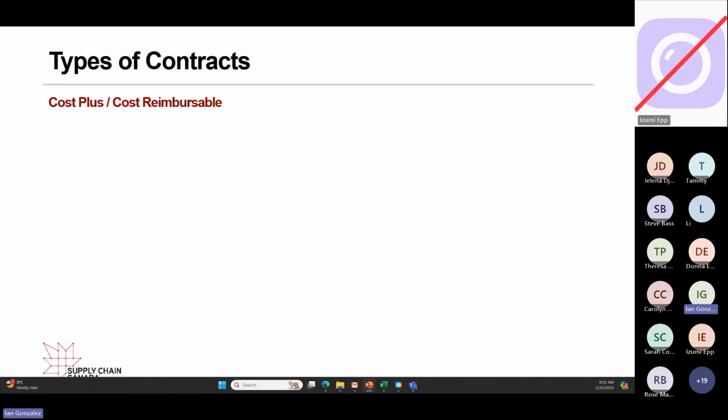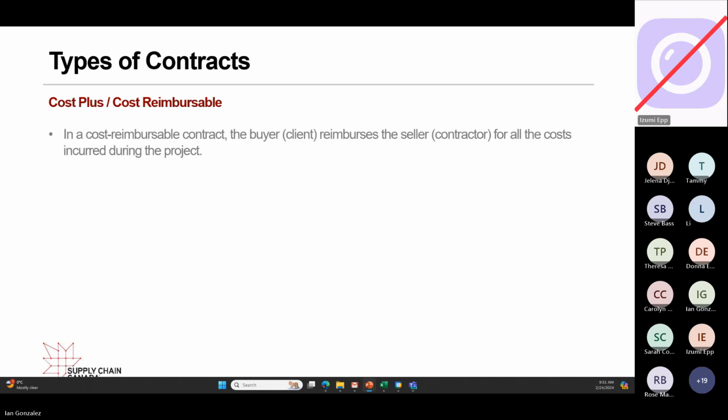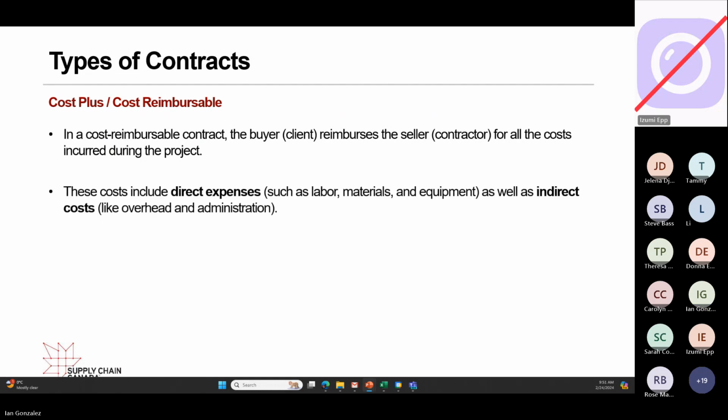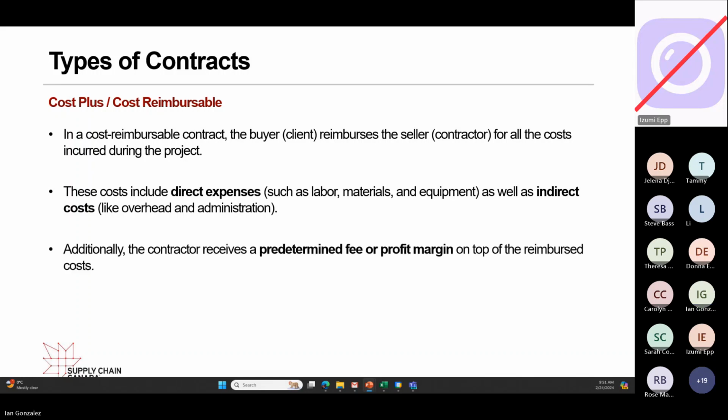So with cost plus or cost reimbursable contracts, the buyer or the client reimburses the seller or the contractor for all the costs incurred during the project. These costs include direct expenses such as labor, materials, and equipment, as well as indirect costs like overhead and administration. Additionally, the contractor receives a predetermined fee or profit margin on top of their reimbursed costs. Okay, so in a real cost plus or cost reimbursable, on top of the reimbursable stuff, the direct and the indirects, there is a profit fee or margin.